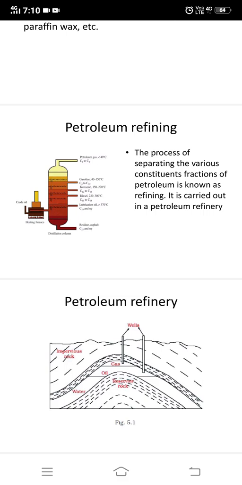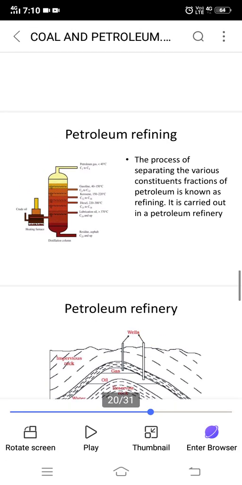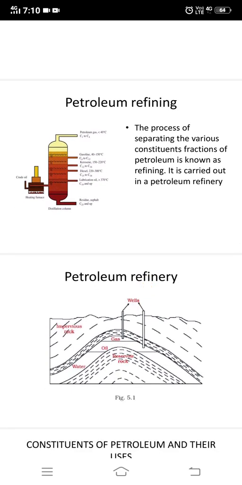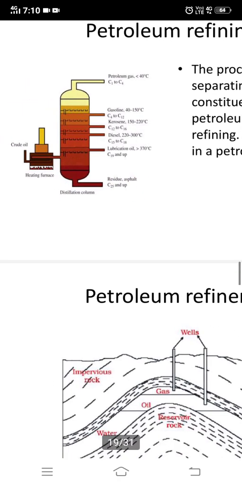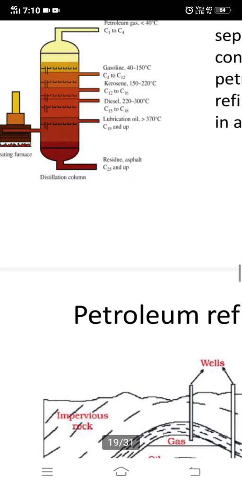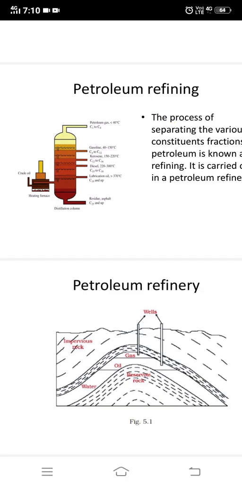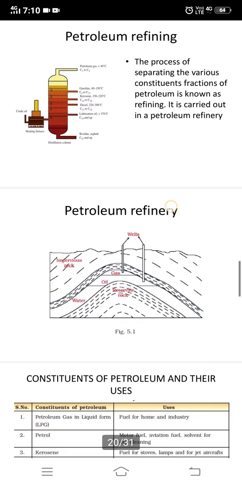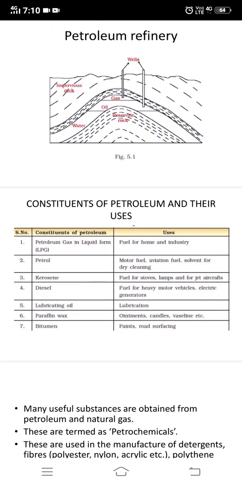And where is it carried out? It is carried out in a petroleum refinery. So you can see a petroleum refinery picture here, and you can see these are the various constituents, how they are separated. The various constituents of petroleum, they are separated. So what are the constituents of petroleum?